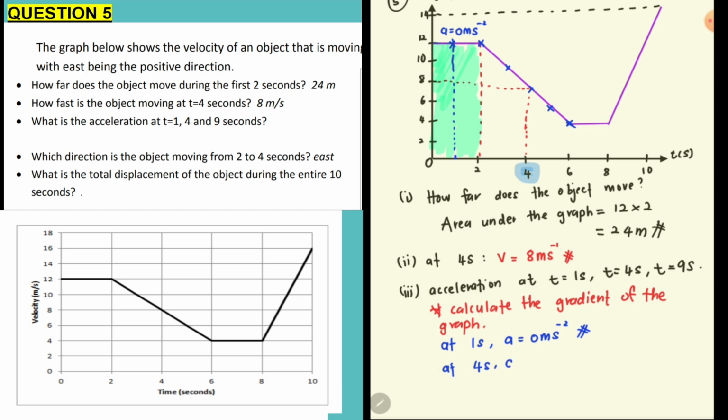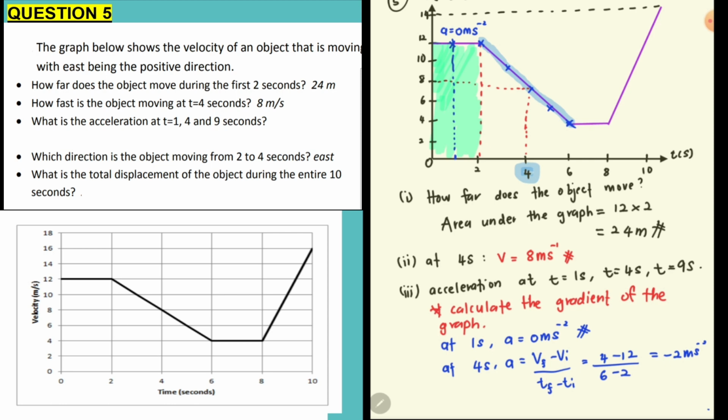At 4 seconds, the acceleration is V final minus V initial over T final minus T initial. So the gradient from here to here, I want to calculate. V final is 4, V initial is 12, T is 6 minus 2. So the answer is negative 8 divided by 4, it's negative 2 meter per second squared.